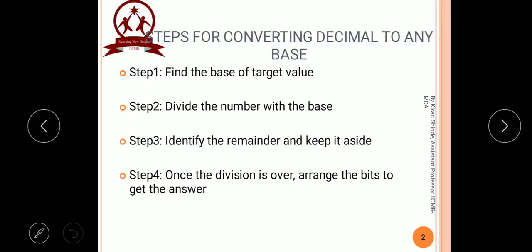Step number 1, finding the base of target value. Step number 2, divide the number with the base. Step number 3, identify the remainder and keep it aside. And step number 4, once the division is over, arrange the bits to get the answer. Now let us try to understand these steps with an example.